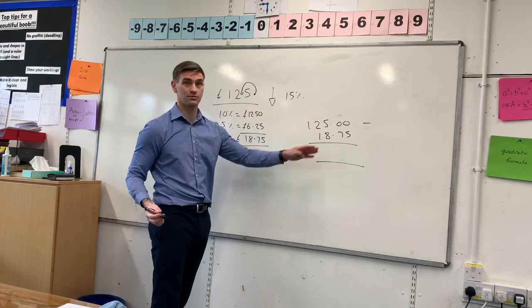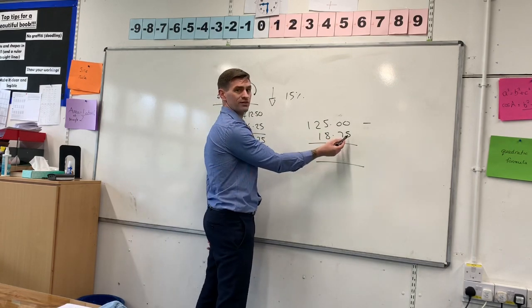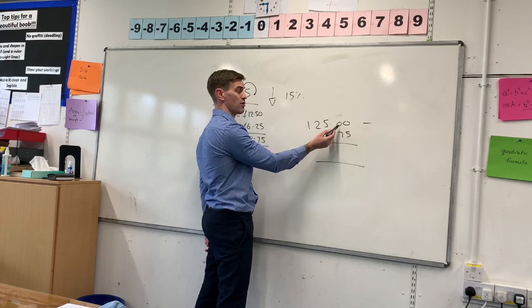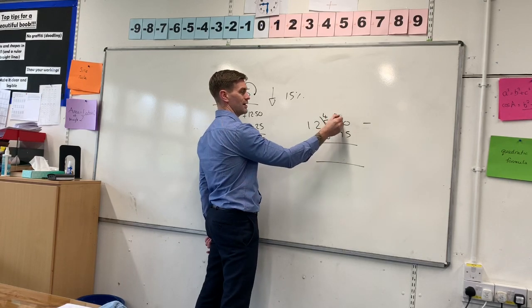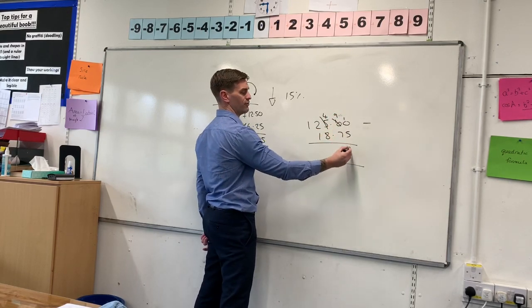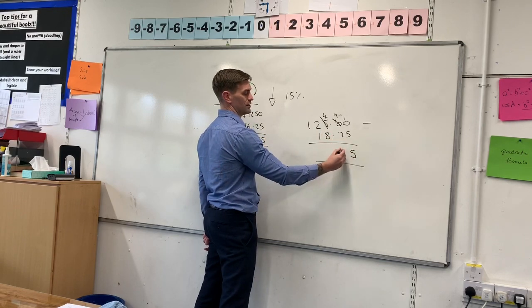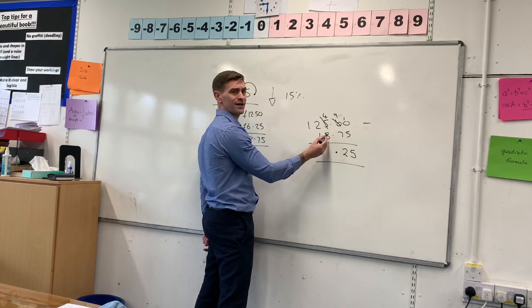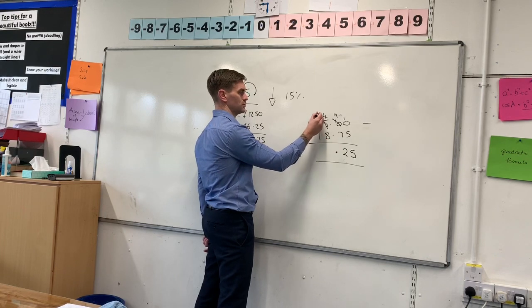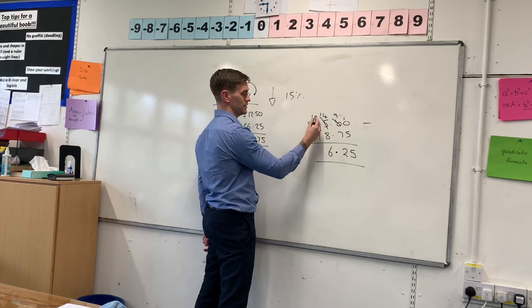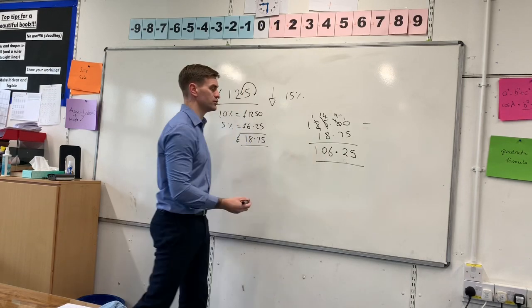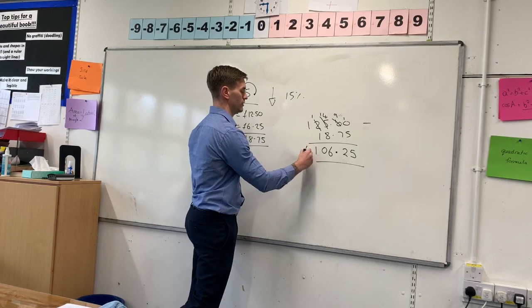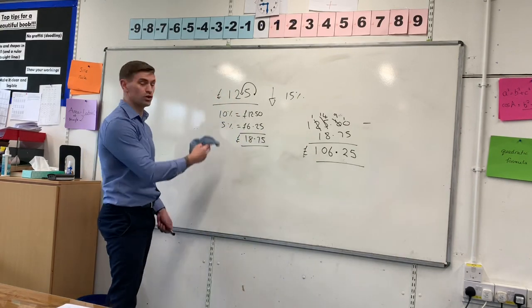Notice how I line things up so I'm not going to make a mistake. 0 take away 5, can I do it? No, so I have to borrow. There's nothing there though. What do I do? Carry it from 5. Good, I'll take it from there and pass it to there. 10 take away 5 is 5. 9 take away 7 is 2. 4 take away 8, carry it from 2. Good, so that becomes 1. 14 take away 8 is 6. 1 take away 1 is 0. And then you've got your 1. So you've got £106.25. Pretty cool maths that, isn't it?